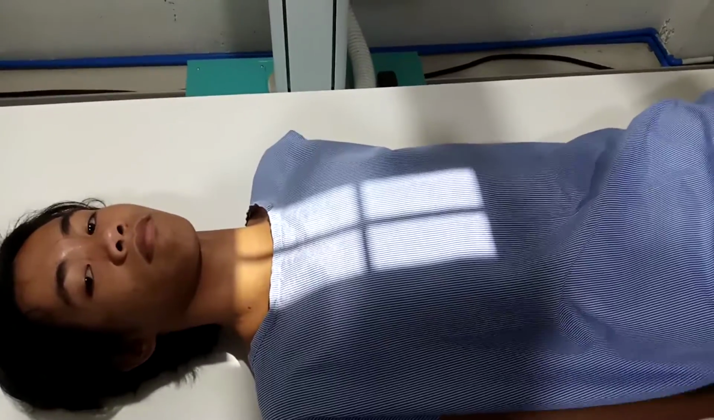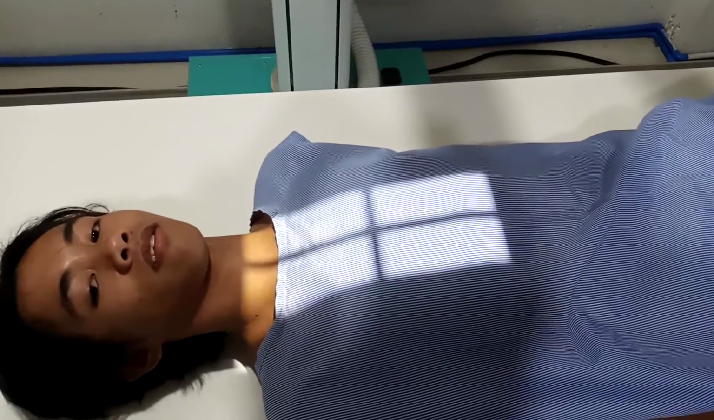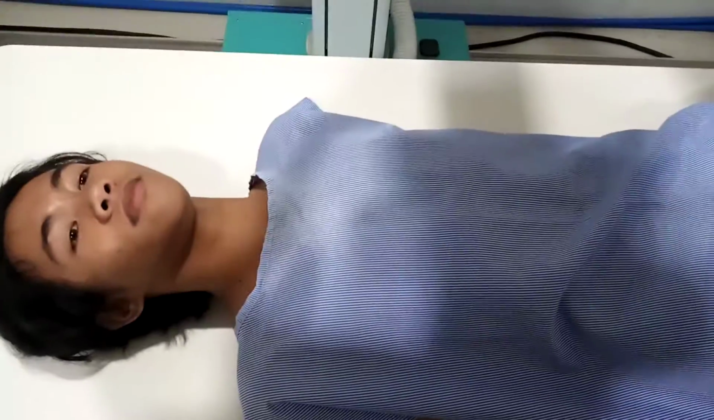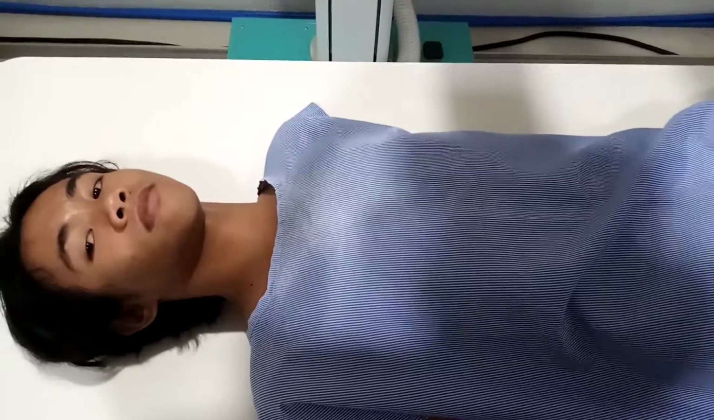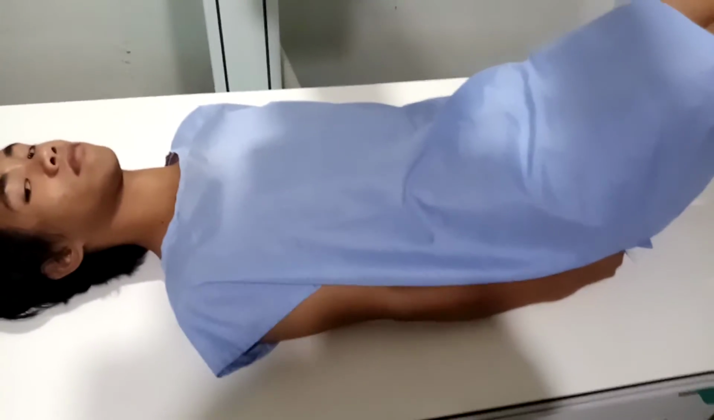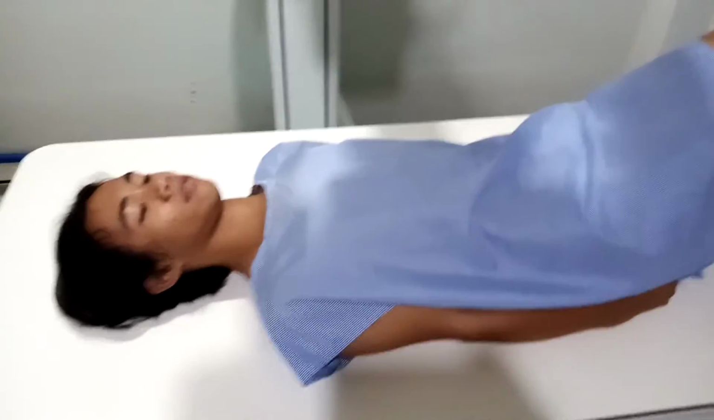The next position is the thoracic vertebrae lateral position. In patient positioning, position the patient in lateral recumbent position or upright. So, in this demonstration, we use the lateral recumbent position.